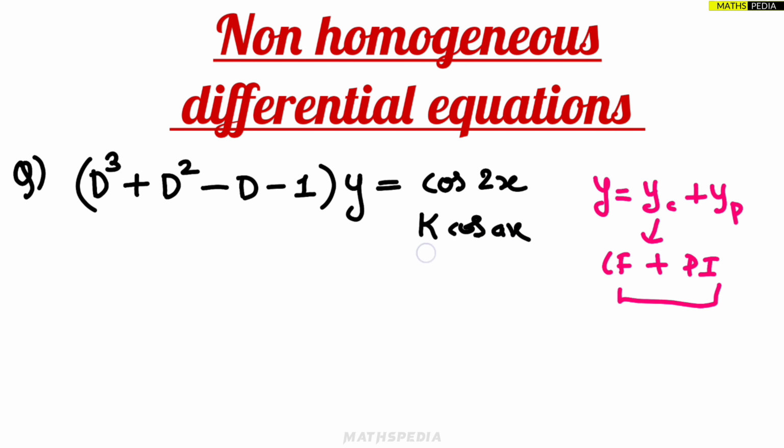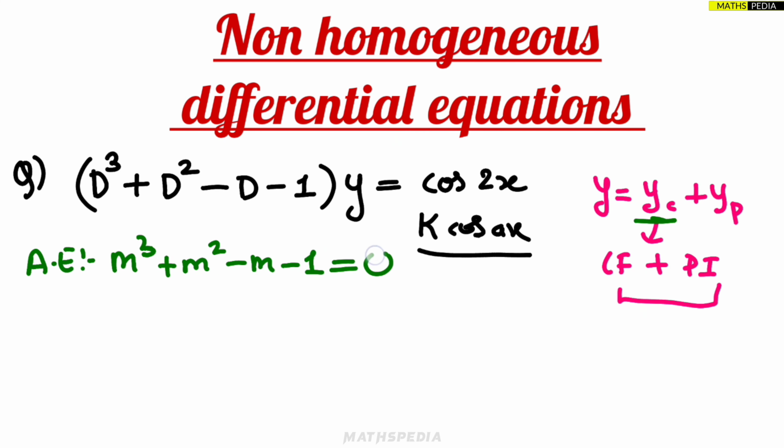Okay. So here also on the RHS, some form is sitting, which is nothing but the k cos ax form, right? Now on the LHS, some cubic value has come. We'll try to understand that also. First thing, we have to find the yc value. For that purpose, we have to write the auxiliary equation. Since it is directly given in the form of D, instead of D we can substitute m: m cube plus m square minus m minus 1 equated to 0.